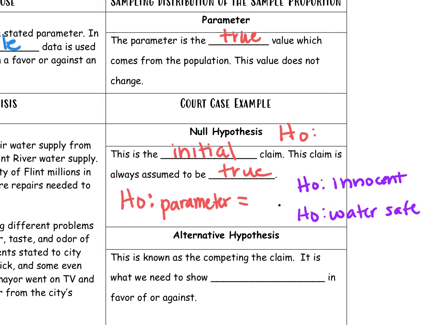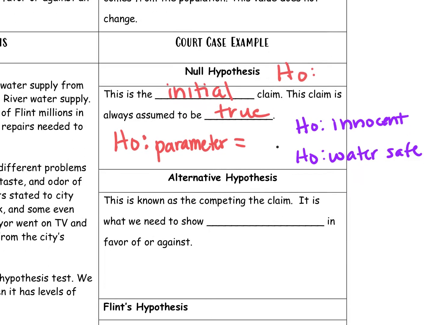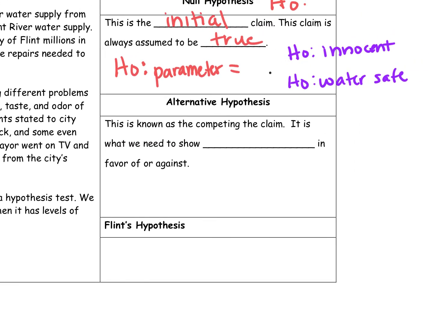Here's what happens though. I know from people drinking the water, smelling the water, seeing the water, that it doesn't look safe. I also know from the evidence I've gathered from a particular suspect that they don't look innocent. So we developed this competing claim, and the competing claim is what we call HA. It's the alternative hypothesis. And again, this is the one that we need to show evidence for. Evidence is either going to be in favor, or you'll have a lack of evidence, which goes against the alternative.